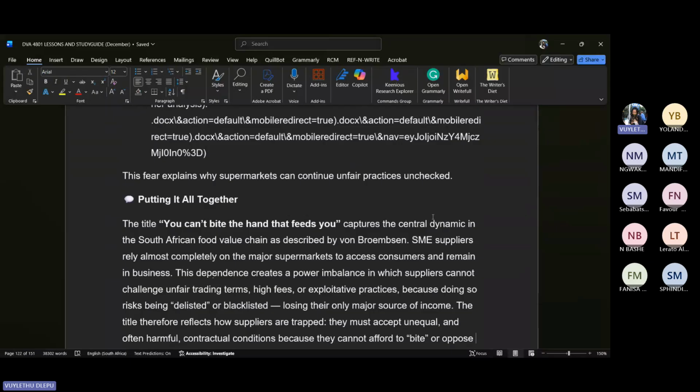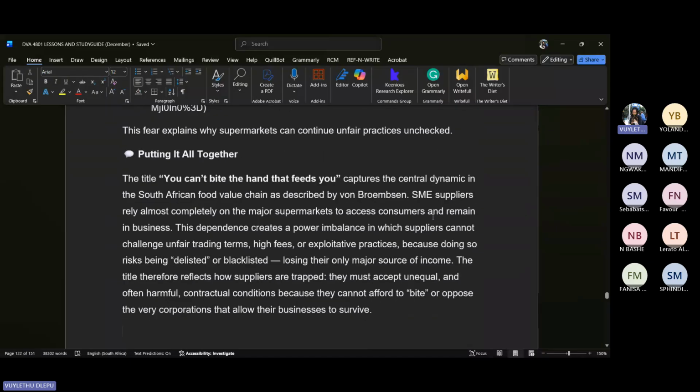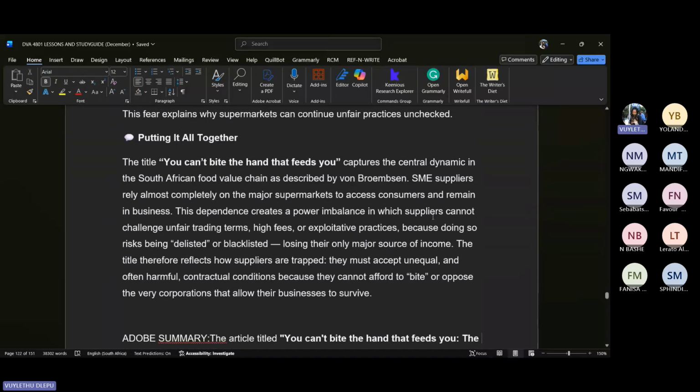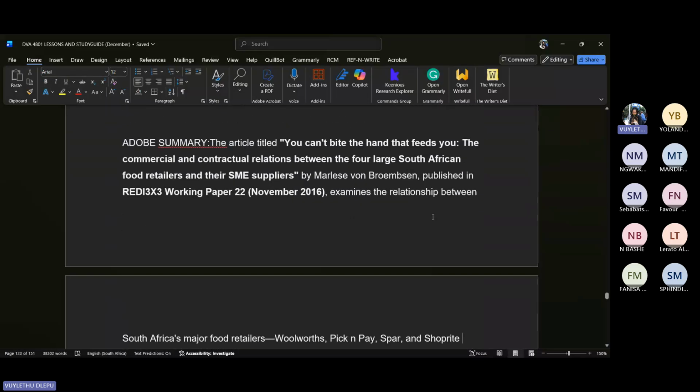So, the central dynamic in the South African food value chain, as described by Van Broomsen, is that SME suppliers rely mostly or almost completely on the major supermarkets to access consumers and remain in business. This dependence creates a power imbalance in which suppliers cannot challenge unfair trading terms, high fees, or exploitative practices because doing so risks being delisted, losing their only major source of income. The title therefore reflects how suppliers are trapped. They must accept unequal and often harmful contractual conditions because they cannot afford to bite or oppose the very corporations that allow their businesses to survive.